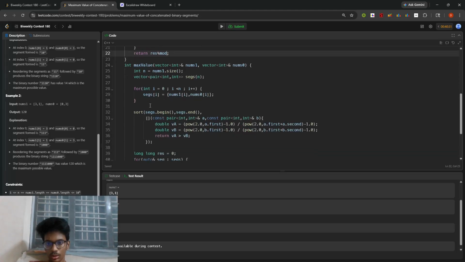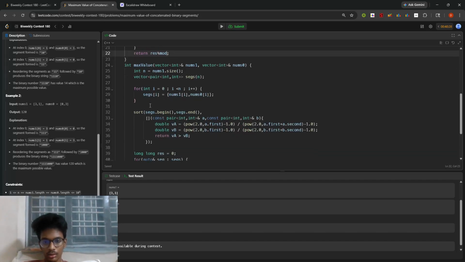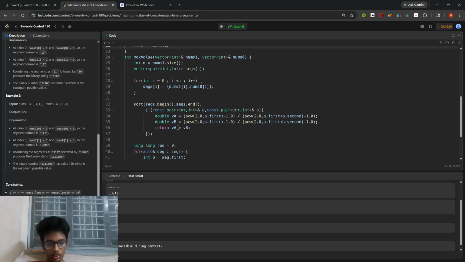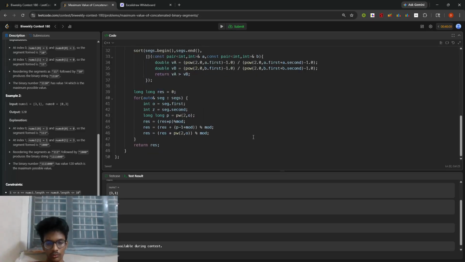Now what's the issue here? 2 power A dot first minus 1.0. 2 power B dot first minus 1.0. And B dot first plus B dot second minus 1.0. Return VA greater than VB. Comparator also seems right. Result is equal to 0, and we have taken the segments.